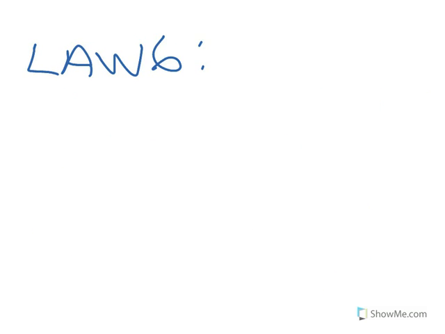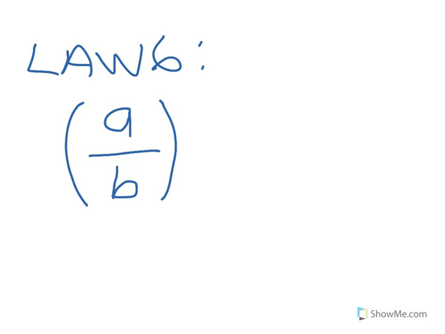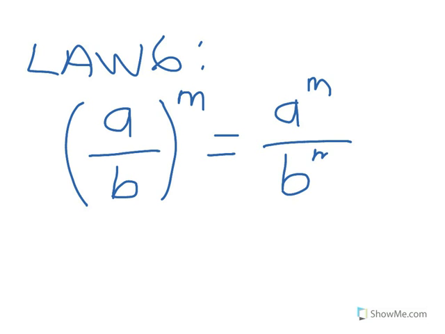Now law 6, again we have different bases, a and b, but this time we're dividing, and in brackets we have the indice m. This now equals, we need to distribute the index number across the bases, which means that this now equals a to the power of m over b to the power of m. Okay.